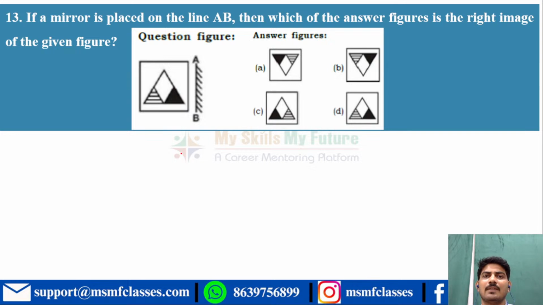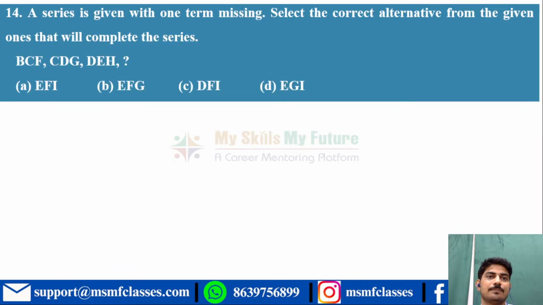So if a mirror is placed on a line AB, then which of the following answers will be the right image? So we need to find the exact mirror image. This was present here, so if I see in the mirror, it has to be present here. It is present in only the first option, that is option C, which will be the correct one. Let's go for the next question.